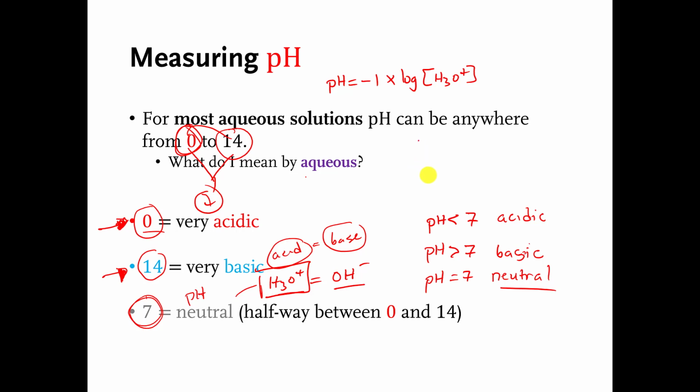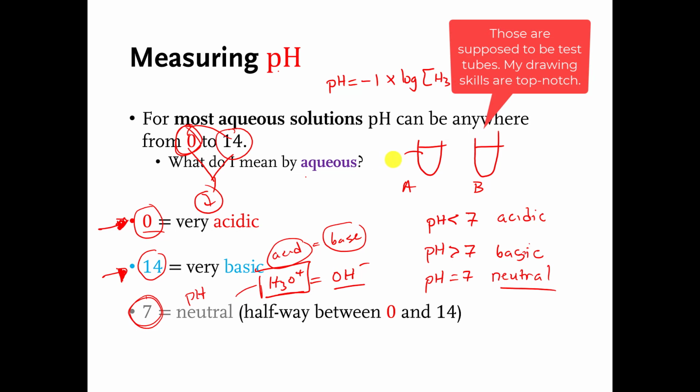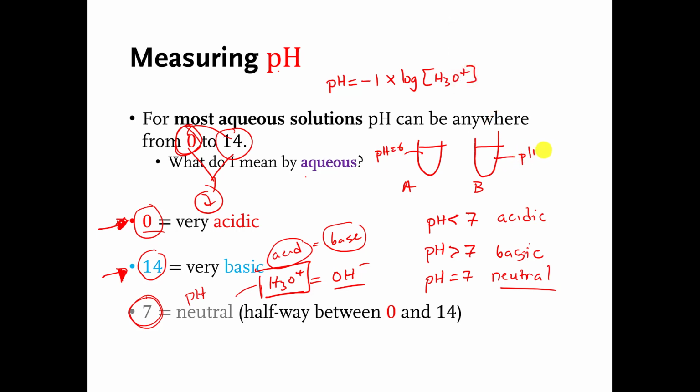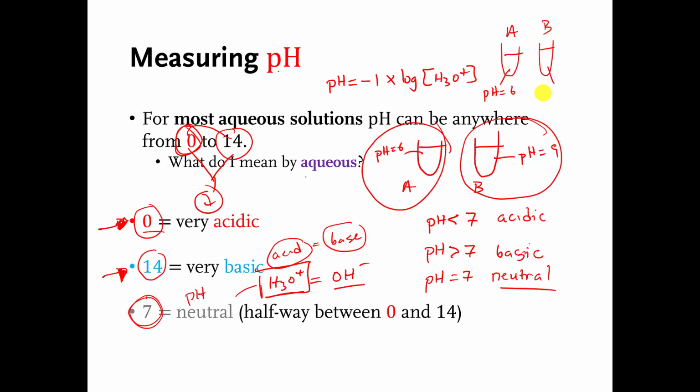So if I said I have two liquids, A and B, and the liquid in A has a pH of 6, and the liquid of B has a pH of 9, and I said which one is acidic, you would say it's A. Solution B would be basic. I could give you a different situation. I could say you have two test tubes, A and B. The liquid in A has a pH of 6, liquid of B has a pH of 5, and I could say which liquid is more acidic. You would say it's B, because a pH of 5 is lower than a pH of 6.